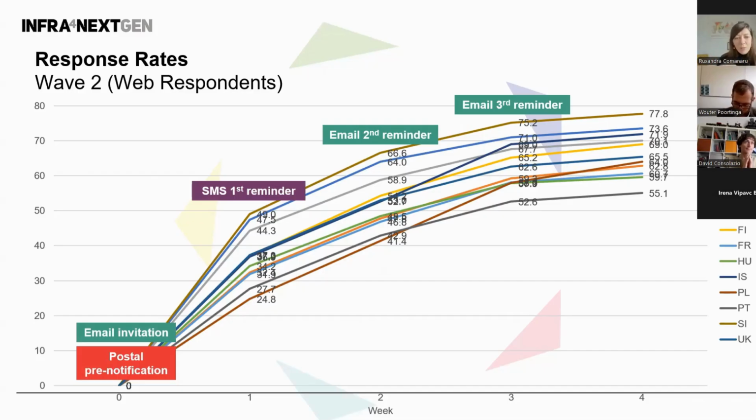And you see that from when we start the first notifications, the postal pre-notification and the email invitation, to the first reminder, there's quite a large jump in response rates, and then it slowly eases off over time. All of this is based on methodological research that has been done. So basically when we send the reminders, when we send the invitations, how we do it, it's all based on methodological research.